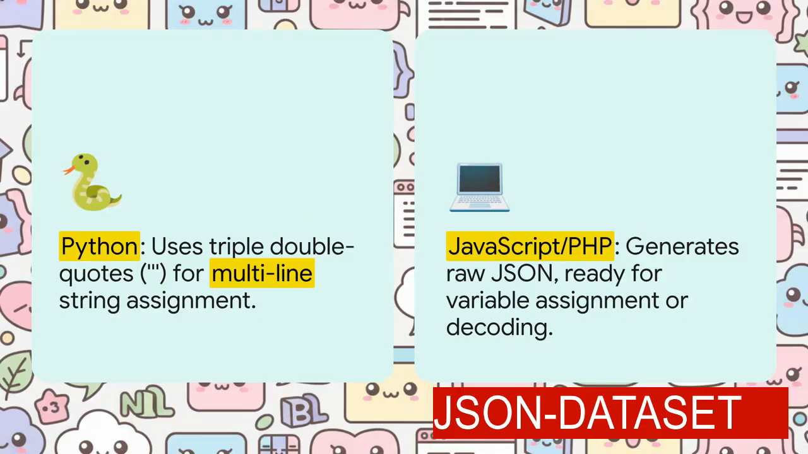And the tool is smart enough to adapt. For Python, it knows to use the correct triple quote syntax for multi-line strings. For JavaScript or PHP, it just gives you the clean JSON, which you can easily assign to a const or pass into a decoding function. It actually understands the context of the language you're targeting.